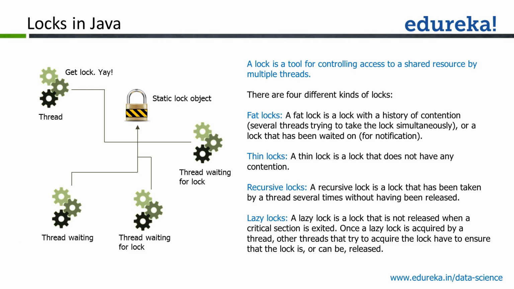So we have fat locks. When you are going to acquire a lock, there will be a history of how many times it has been acquired before. Thin locks will have no history of contention. Contention means locking. A recursive lock means that a lock has to be acquired by a thread again and again, several times, without releasing the lock. So I'm acquiring the lock again and again. A lazy lock is a lock which is not released when the task is finished. So it means that the lock release has not been ensured, and obviously even though the task is done, the other thread cannot perform its task.